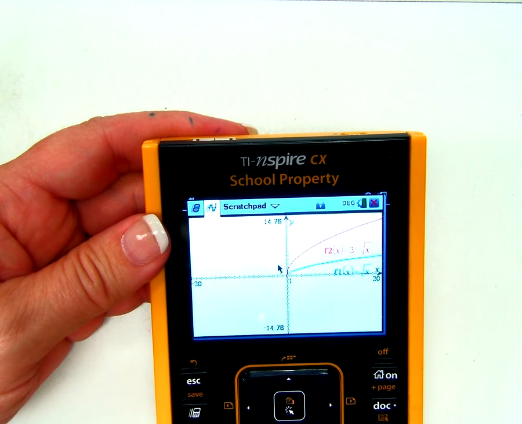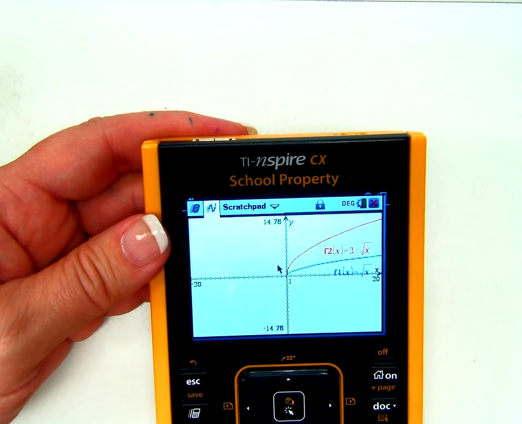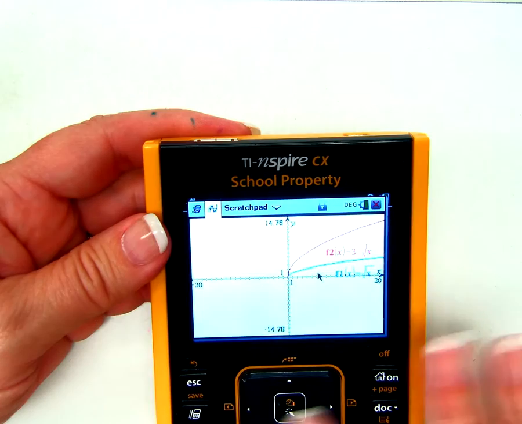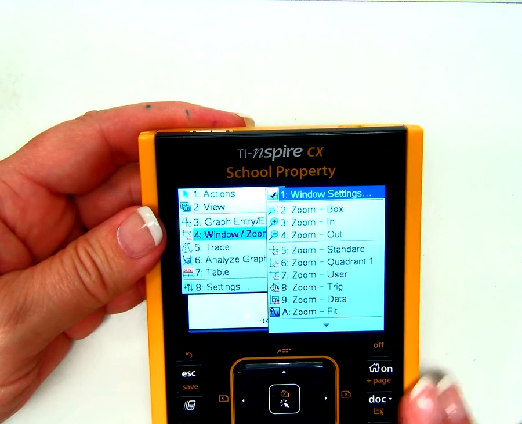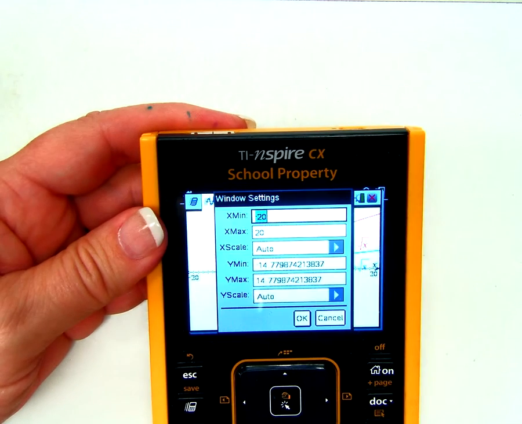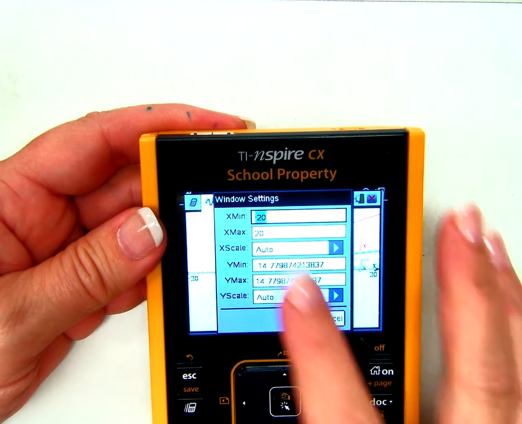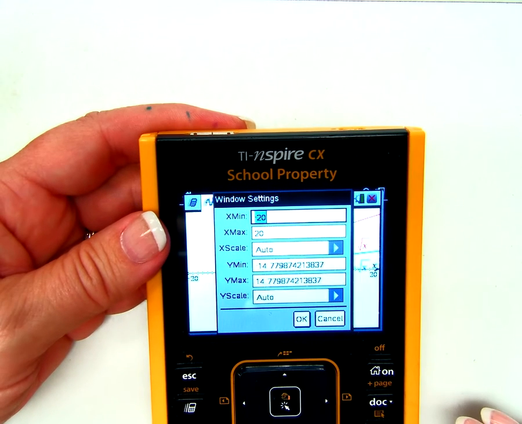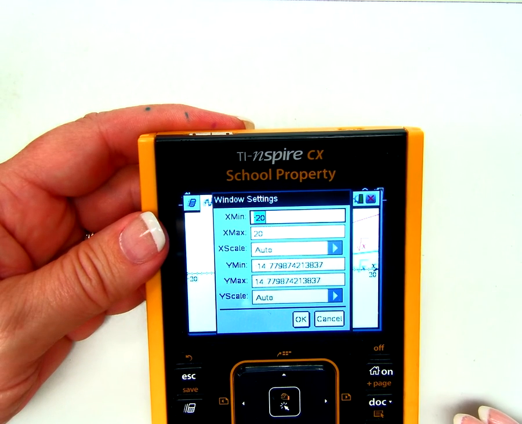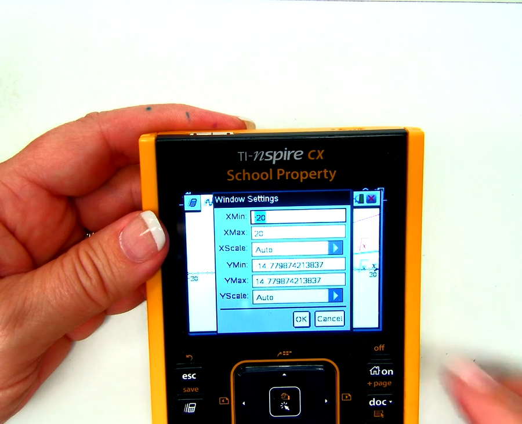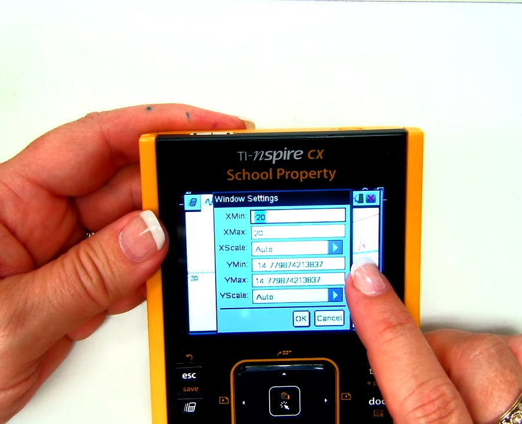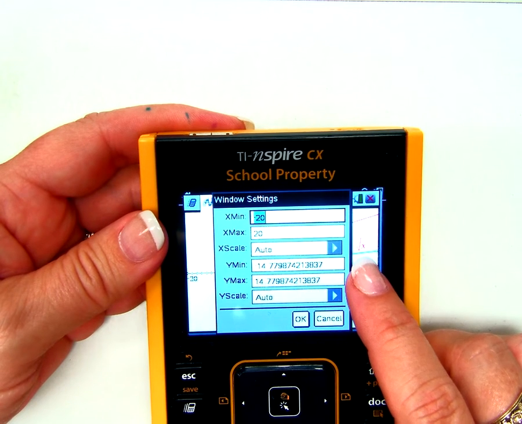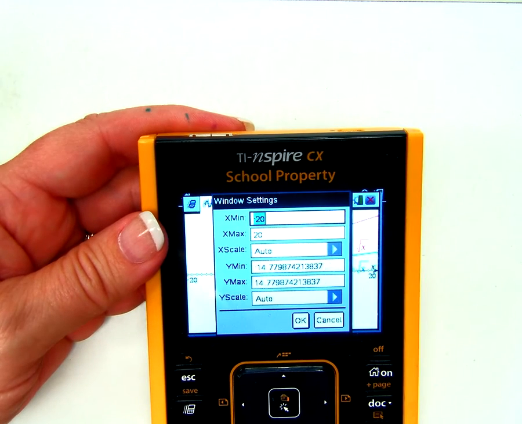It is, but how could we see more of the function a little bit better? You remember how to do that? Menu, window, settings. We want to decide where everything goes, right? So what would be a better x minimum value to put into our window? Well, that's a square root function, so where does the square root function begin? At the origin, right? Okay, so if I want to be able to see the origin for sure, what should I choose as my x minimum?